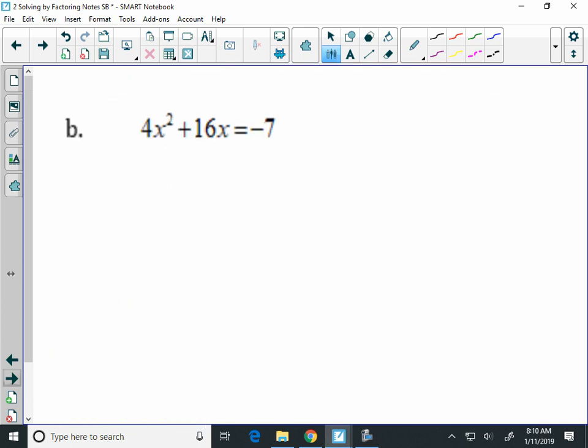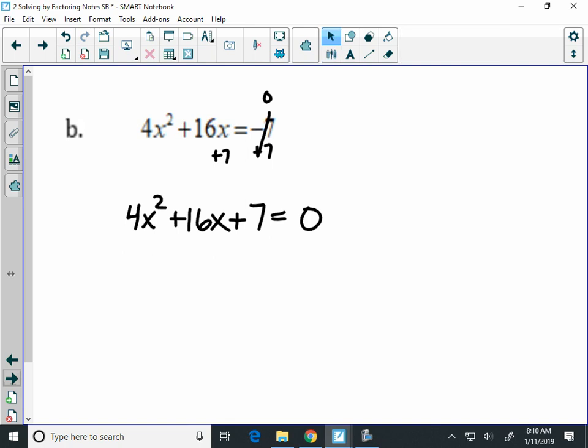All right, the second one, 4x squared plus 16x. Again, I need this to be set equal to 0. So I'm going to move the constant over to the left so I get a 0 on the right-hand side. This will give me 4x squared plus 16x plus 7 equals 0. I have 3 terms. I look for a GCF: 4, 16, and 7. Don't seem to have anything in common.